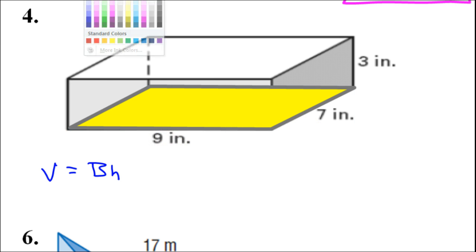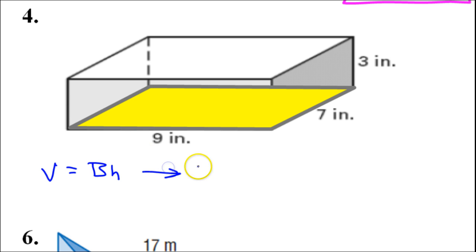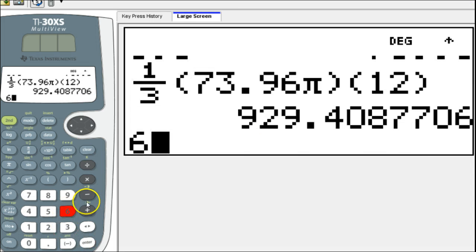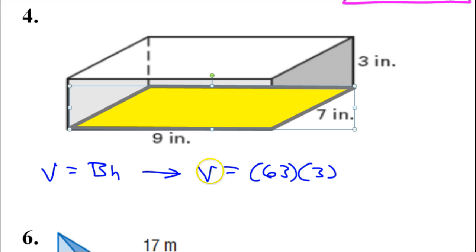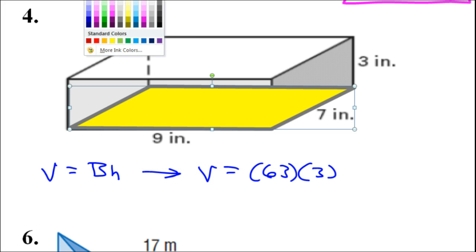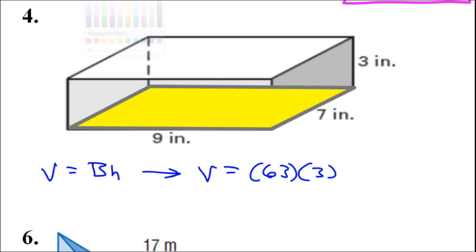So you could think of it this way, that the volume is equal to 9 times 7, which is 63, so that's the area of the base, and then times the height, which is 3. Now, of course, that's the same thing as doing 9 times 7 times 3. Anyway, 63 times 3 is 189. So either way, we get that the volume is 189 cubic inches.